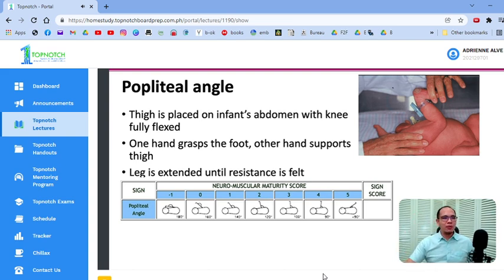One hand grasps the foot, the other hand supports the thigh, the leg is then extended, so i-extend mo siya until resistance is felt. Hindi mo siya kailangan pilitin kung saan yung pinakamalayo. I-extend mo siya until resistance is felt, and where you feel the resistance, that's where you record it. Kapag preterm yan, wala kang resistance hanggang dito. Kapag full term or mas mature yung baby, mas maagang papasok yung resistance. So again, with the knees flexed, dahan-dahan i-extend mo siya.